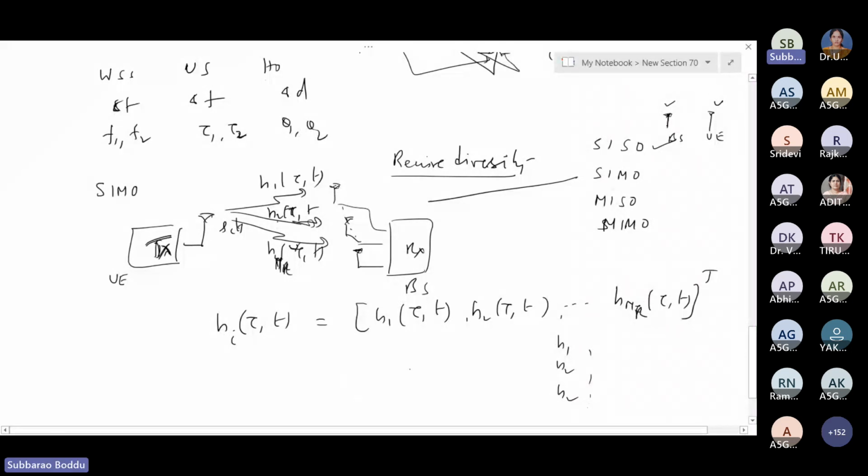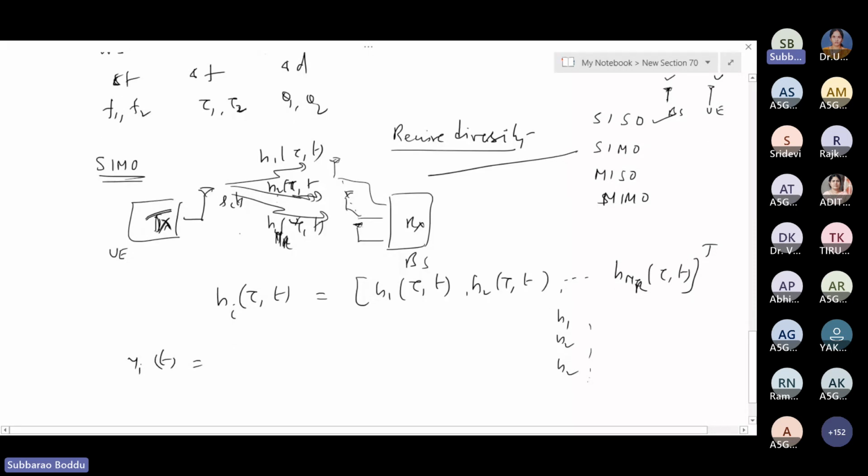This is basically an expression for the SIMO channel, single input multiple output channel. Here we can write the outputs yi of t because we have different branches, MR branches at the receiver side, since it's a receive diversity system. You may ask what kind of fading you are experiencing here. Usually we assume flat fading, slow and flat fading, because I am assuming that the taus are the same here.